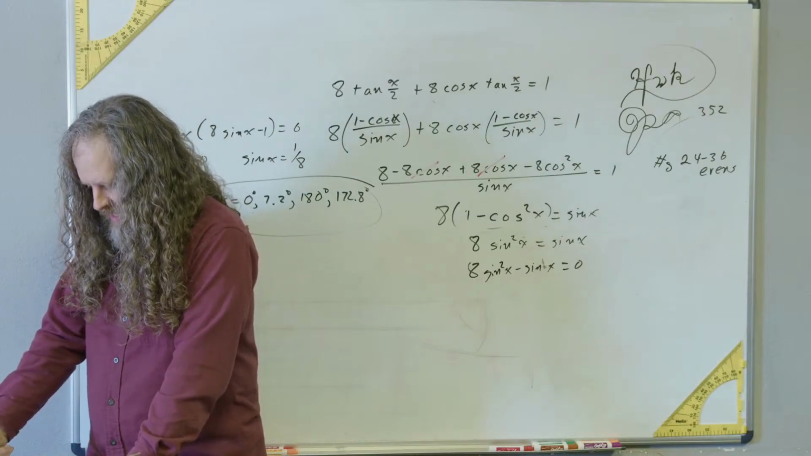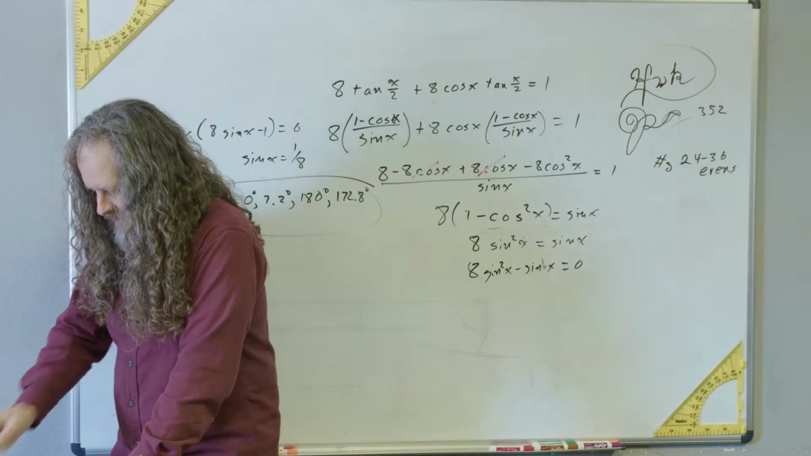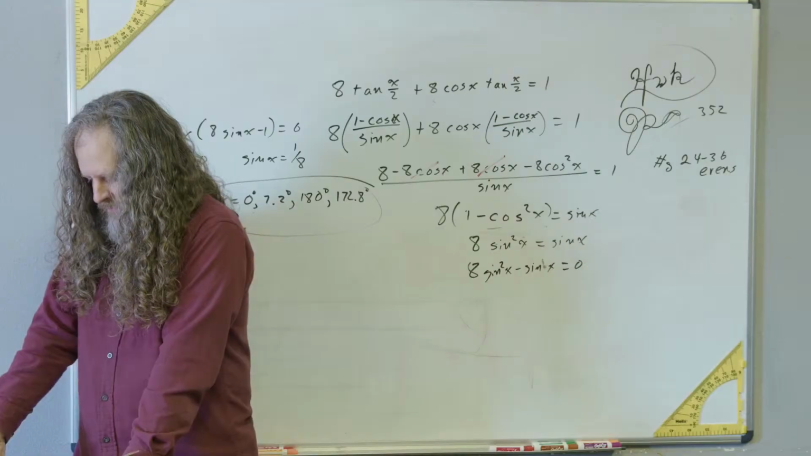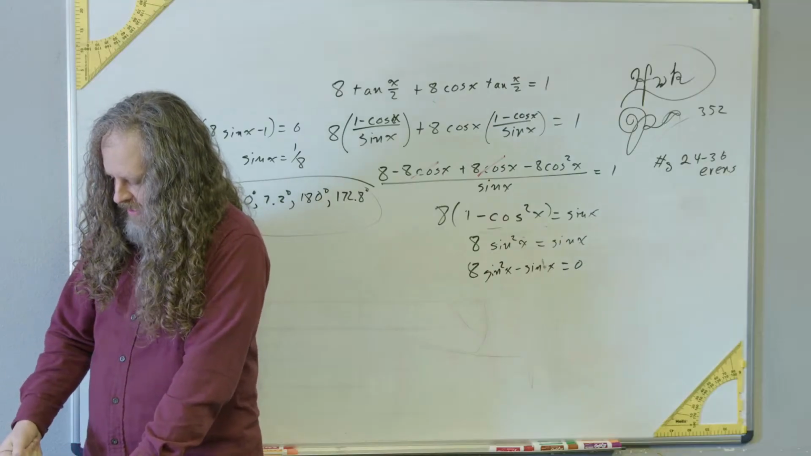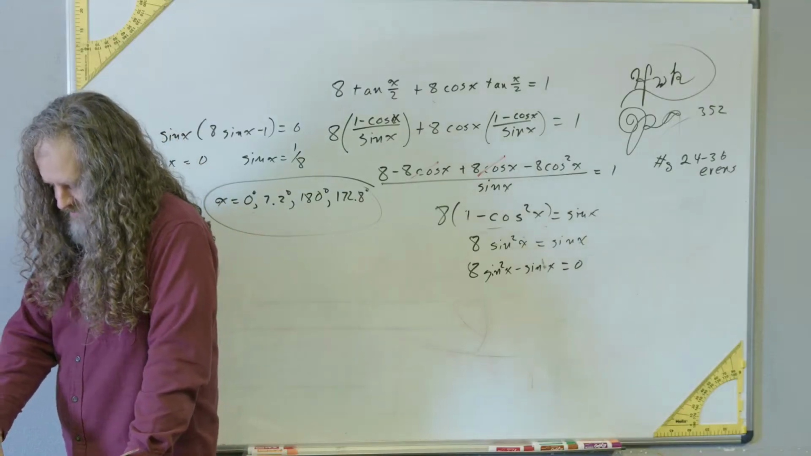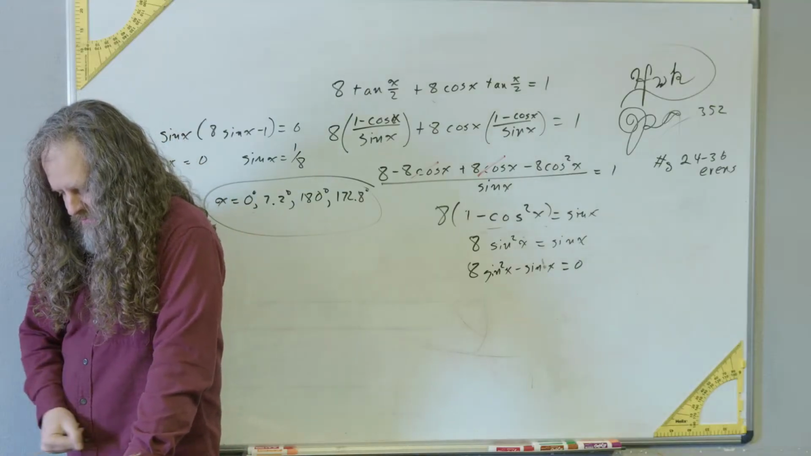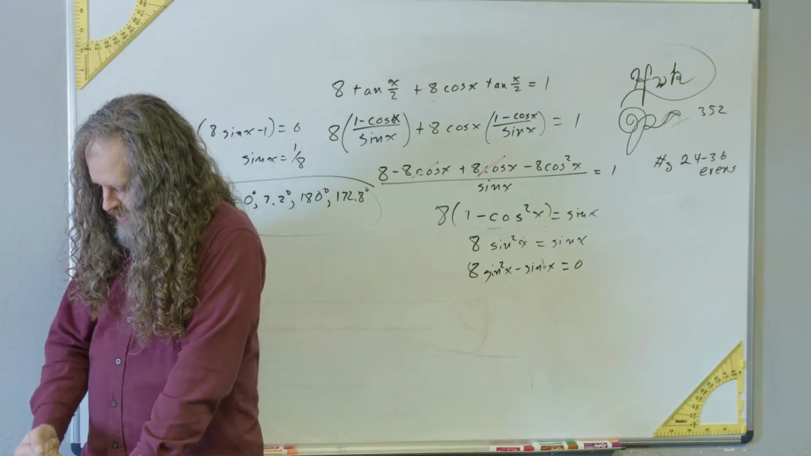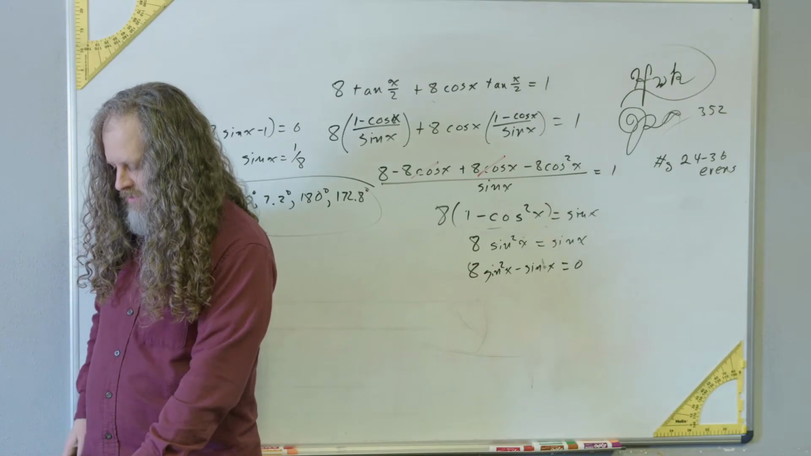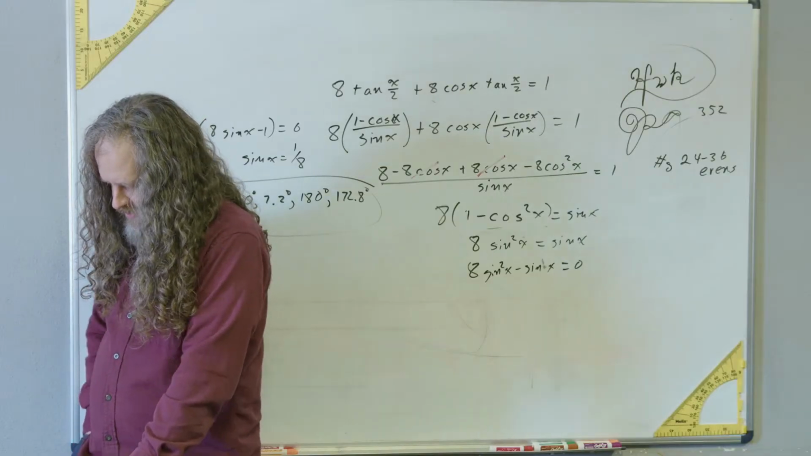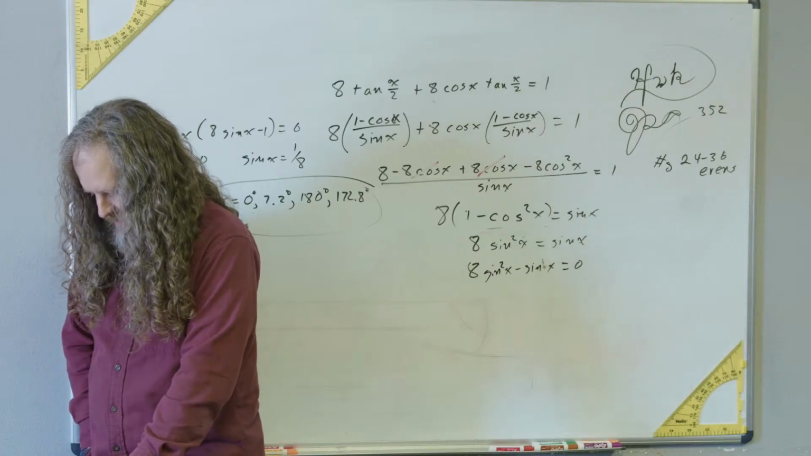Number 10 is -4 is less than P is less than or equal to 5. There's an open circle at -4, closed circle at 5, and it's shaded in between them. Number 12. 2 is less than or equal to H is less than 3. There's a closed circle at 2 and an open circle at 3, shaded in between them. Number 14 is no solution, or the null set, and the graph would be empty.